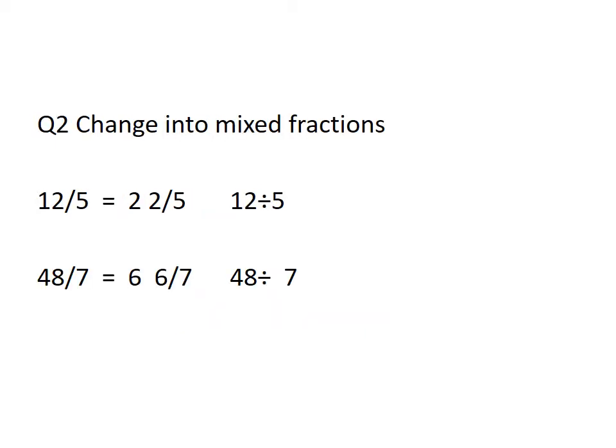Now we will learn how to change into mixed fraction. First of all, write 12 upon 5. Divide 12 with 5. We'll get the answer 2 by 5. 48 divided by 7. Answer is 6 by 7.